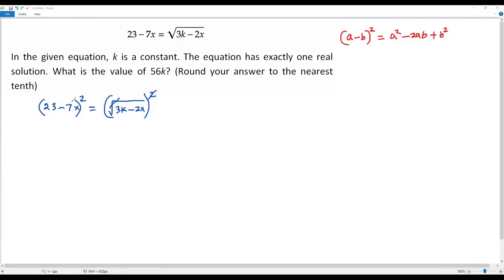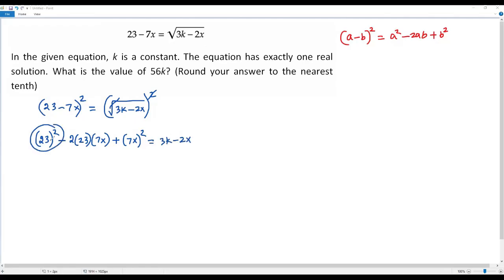Now, to get the expansion, we can consider the trinomial a square minus 2ab plus b square. At the place of a, we have to write 23. At the place of b, we have to write 7x. Okay, now let me do it. That is 23 square minus 2 times 23 times 7x, plus 7x whole square. On the right side, we have 3k minus 2x.